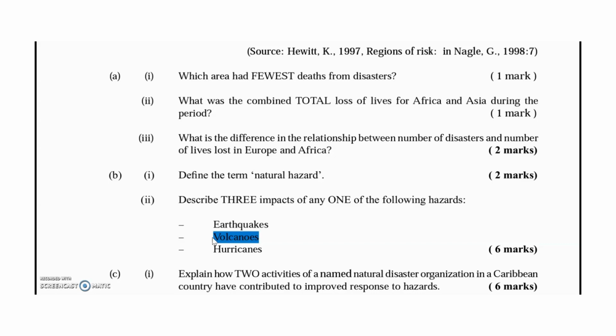Now, for hurricanes, the three impacts associated with hurricanes, we have to understand that hurricanes can, in fact, because of the gale force winds, produce storm surges on the coastal environments. This can result in a lot of coastal destruction and potentially even death if people are in close proximity.